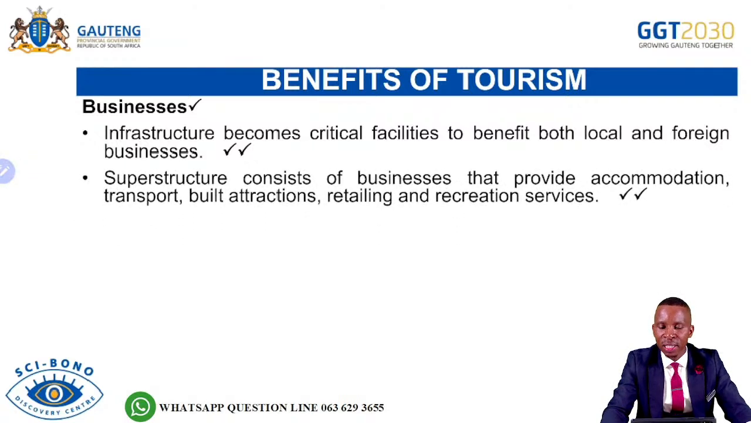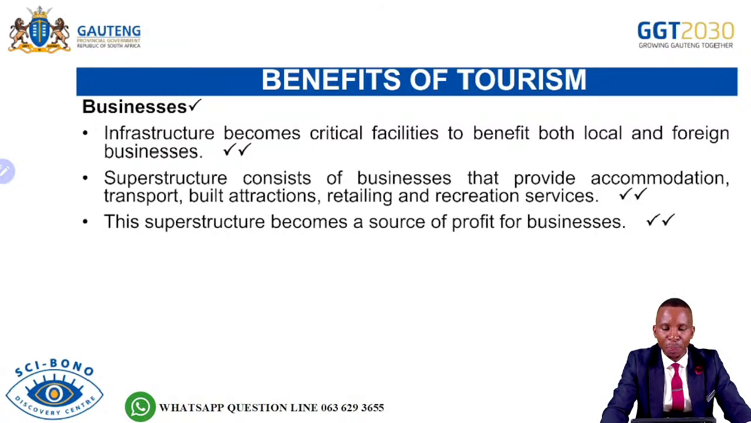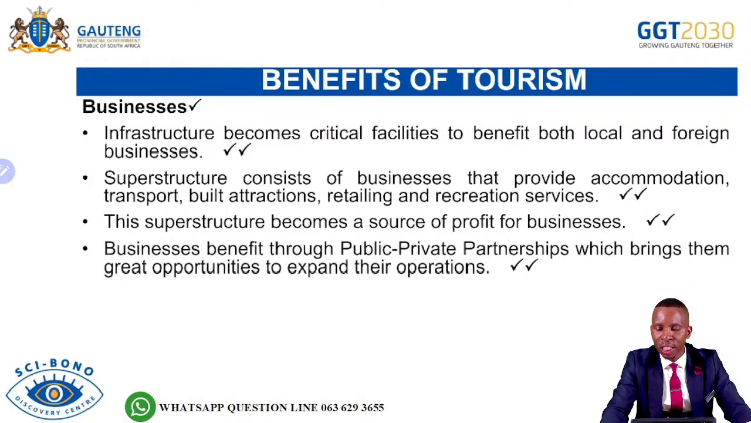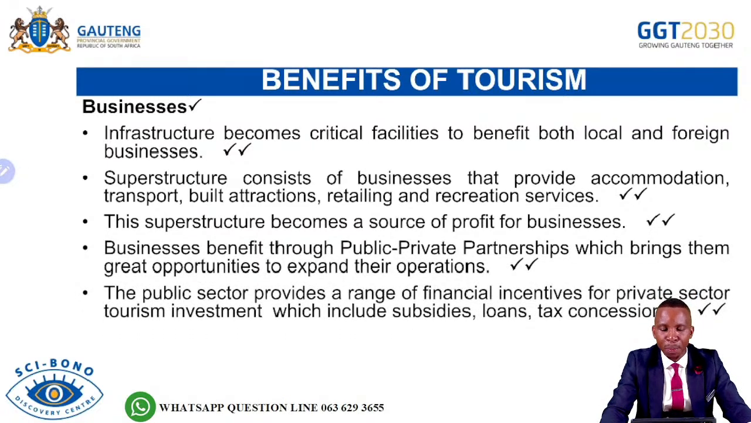Superstructure consists of businesses that provide accommodation, transport, built attractions, retailing, and recreation services. This superstructure becomes a source of profit for businesses. Businesses benefit through public-private partnerships, which bring them a great opportunity to expand their operations. So they form this partnership with the government, and then they receive financial support, or money from the government as they render the service, especially on improving the infrastructure. The public sector provides a range of financial incentives to private sector tourism investment, which includes subsidies, loans, and tax concessions.